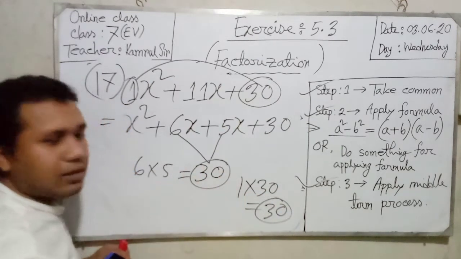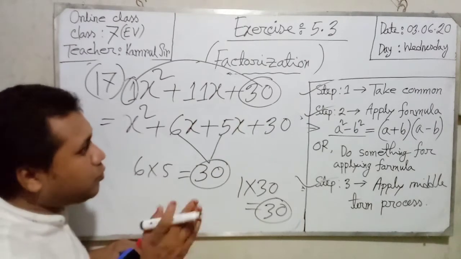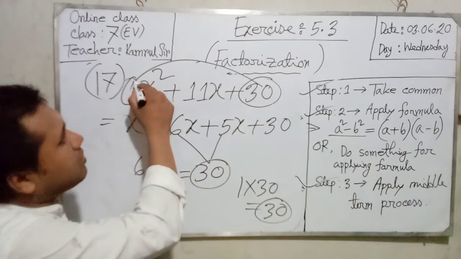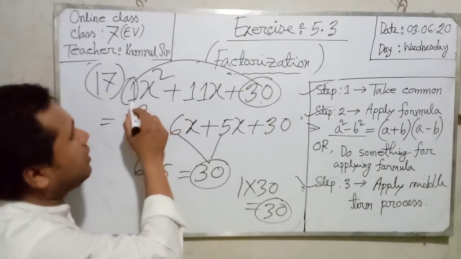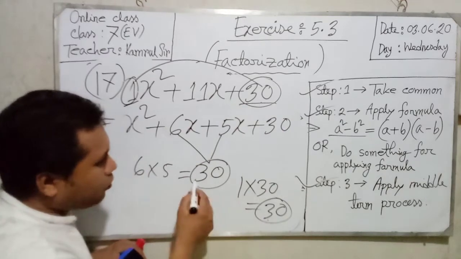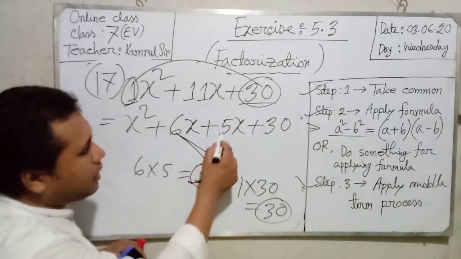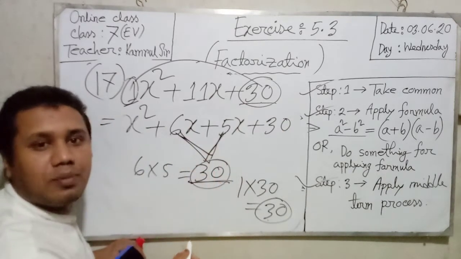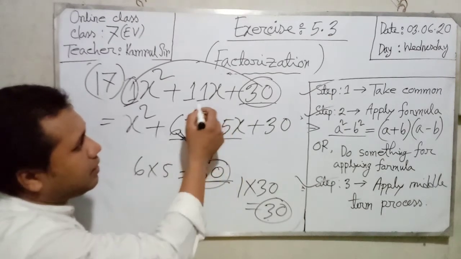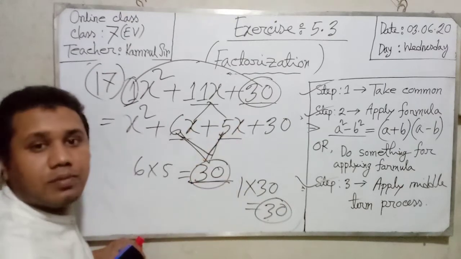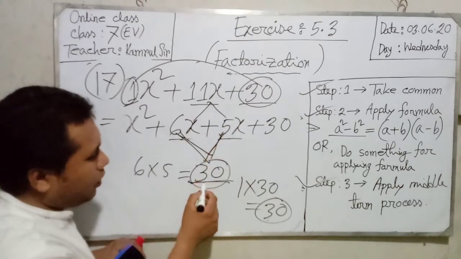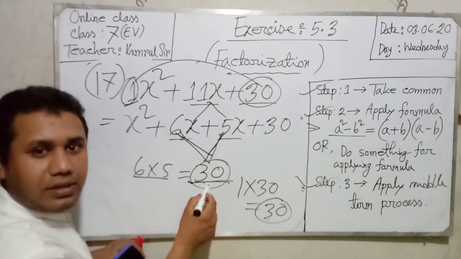And this answer is 30. That means you have to write it as two terms such that the product of the first and last, that means this coefficient and this constant, will also be equal to the product of these two numbers. Which two numbers? These are already written from the middle term. Clear? 6 and 5. So 6 and 5 multiply to 30.